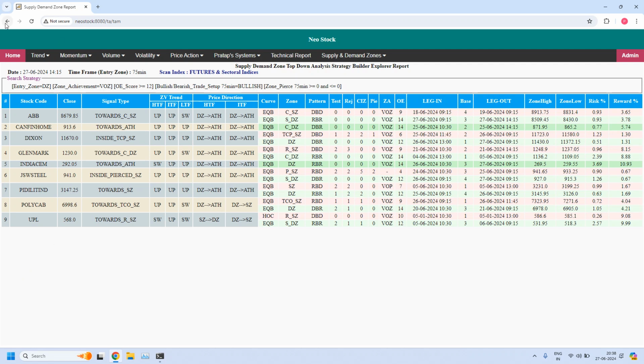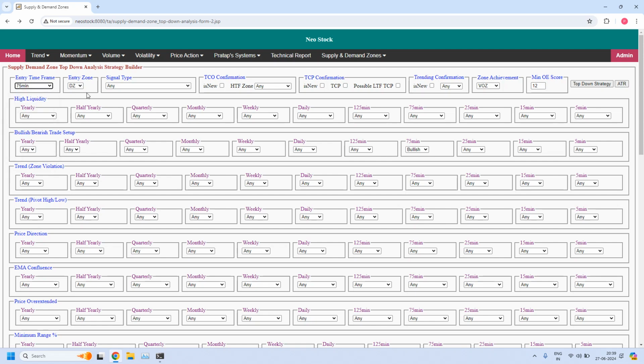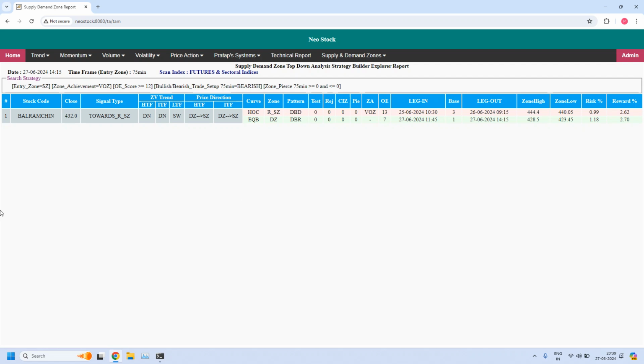Now let us generate bearish trade setup for weekly income trade. Entry time frame 75, but the entry zone should be supply zone for bearish trade setup. In bullish or bearish trade setup at 75 minutes, I am changing the value to bearish, and the 3 filters remain the same. Now only 1 stock is currently supporting bearish trade setup for weekly income trade. Now price is moving towards the high liquidity supply zone. Okay, now I am going back.